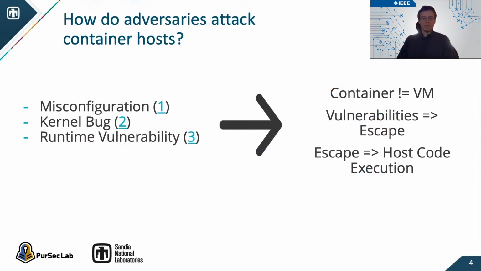So now that we've talked about what containers are and why adversaries want to attack container hosts, we have to talk about how they actually accomplish this task. And so this is done through what's called a container escape, where the attacker is able to execute code on the host from inside the isolated container by exploiting an exposed vulnerability. These container escapes can happen for one of three reasons, the first being a misconfiguration vulnerability, where the adversary exploits a poorly secured container. The second being a kernel bug, where the adversary exploits a kernel vulnerability to escape. And finally, the third being a runtime vulnerability, where the adversary attacks a vulnerability within the container runtime itself.